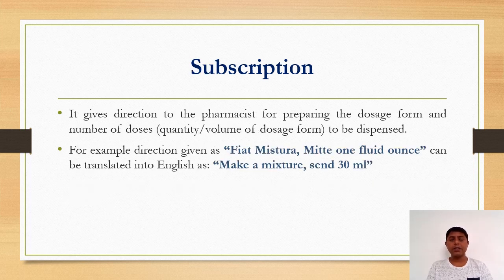The next part of prescription is subscription. It gives a direction to the pharmacist for preparing the dosage form and the number of doses, that is, the quantity or volume of dosage form to be dispensed. For example, in the previous Latin prescription, the instruction given was fiat mixtura, mitte 1 fluid ounce. It can be translated in English as: make a mixture and send 30 ml.